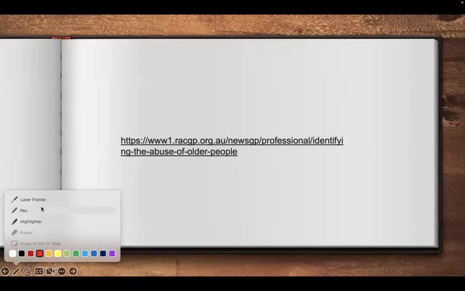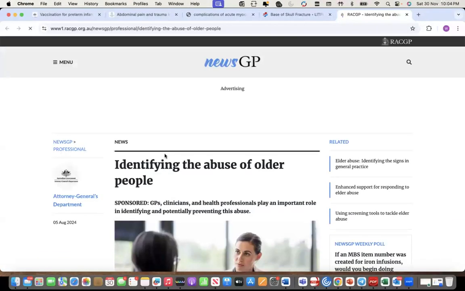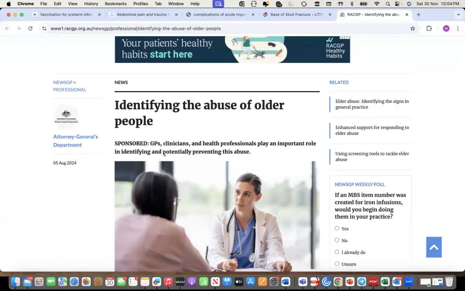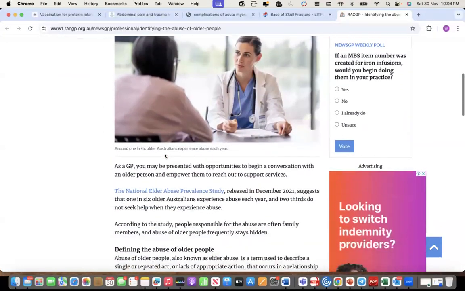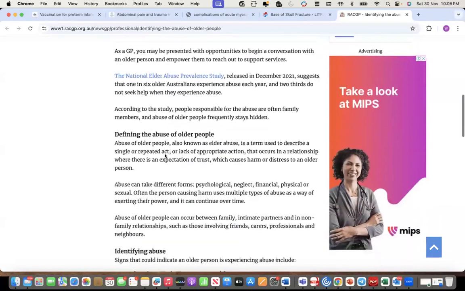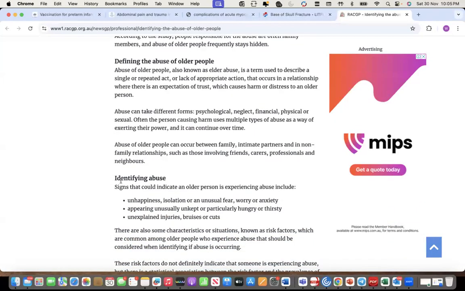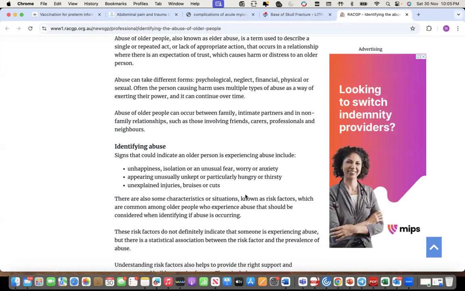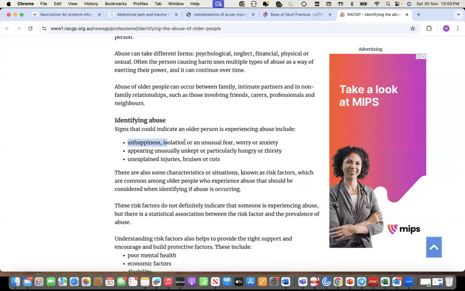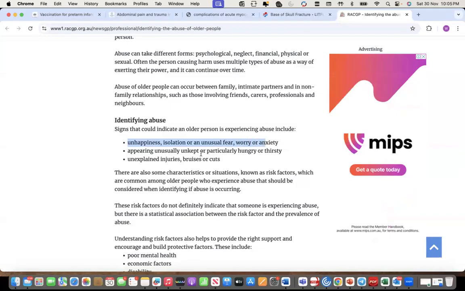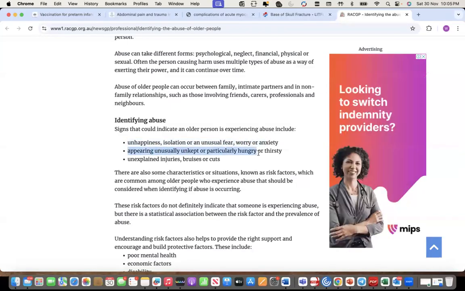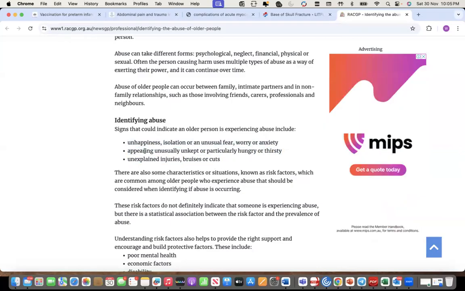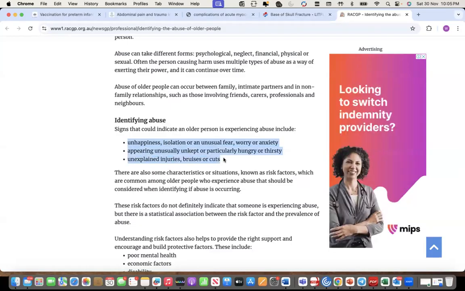I can show you this quick reference from our CGP on how you identify the abuse of older people. There are certain signs that can indicate that a person is being abused, especially an elderly person: unhappiness, isolation, unusual fear, worry, anxiety, appearing unusually unkempt or particularly hungry or thirsty, unexplained injuries, bruises, or cuts. I think all three or four things here fit the criteria of the patient we just discussed.